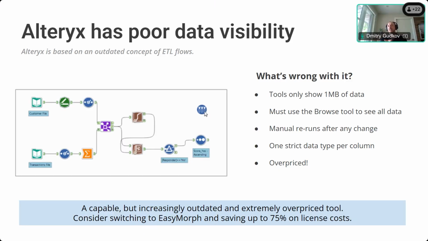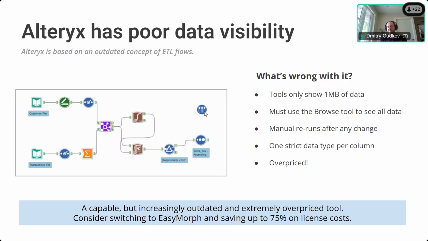This approach has poor data visibility, because if you click a tool in Alteryx, it only shows 1 megabyte of data. 1 megabyte. So nowadays we have gigabytes of RAM on an average laptop, but Alteryx still shows you a very small subset of data at every tool. And if you need to see the full output of some tool, then you need to connect the browse tool after the tool you're looking to explore, and then rerun your workflow from the beginning. Oof, that's not convenient. That's cumbersome.